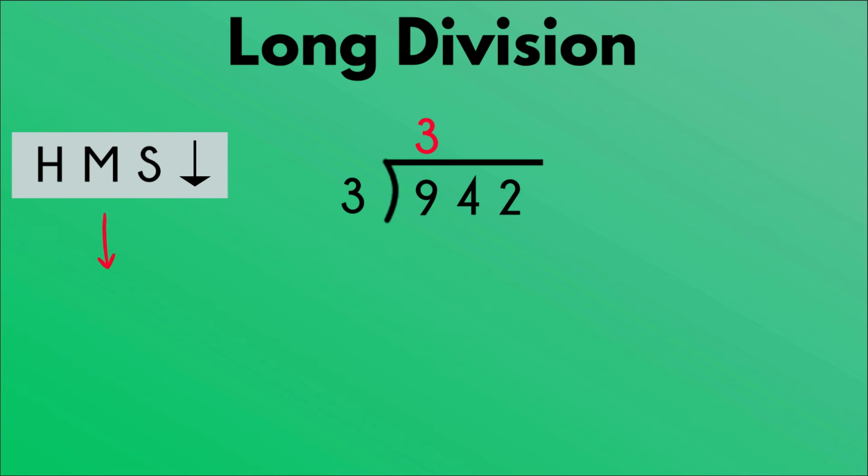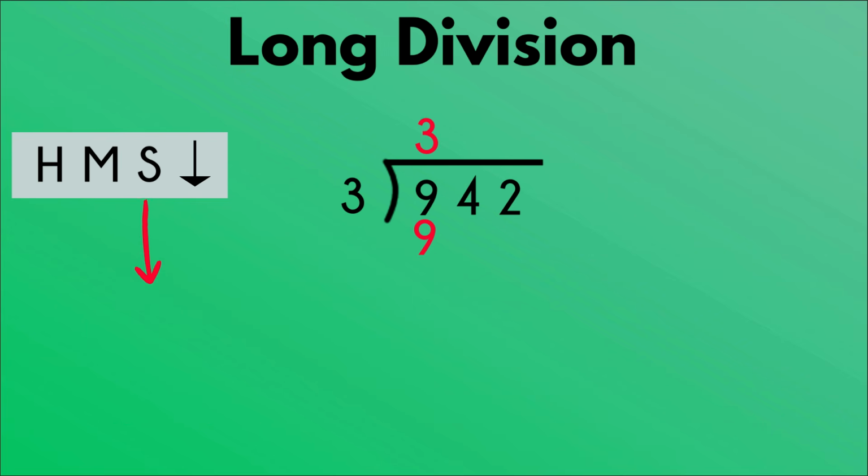After H, we have M, which stands for multiply. We must multiply the divisor, which is 3, by the number we have just written down, which is also 3. 3 multiplied by 3 equals 9. The 9 is written directly underneath the place value we're working with, which is the hundreds.